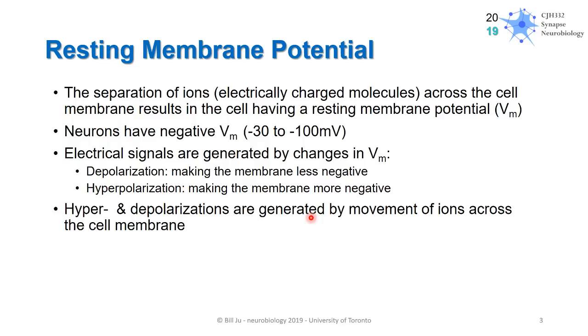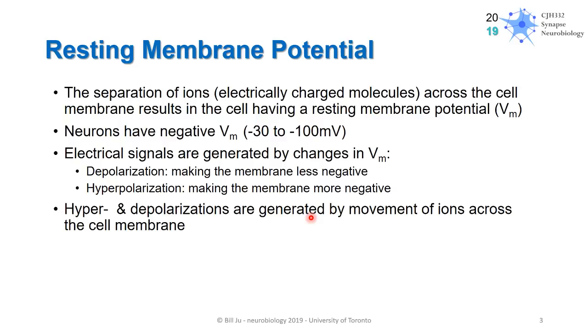So again, by changing this resting membrane potential, by opening and closing ion channels, using one of those 4 different ions that I showed you earlier, we can actually generate changes or electrical signals that will result in some kind of signal being recognized by that neuron.